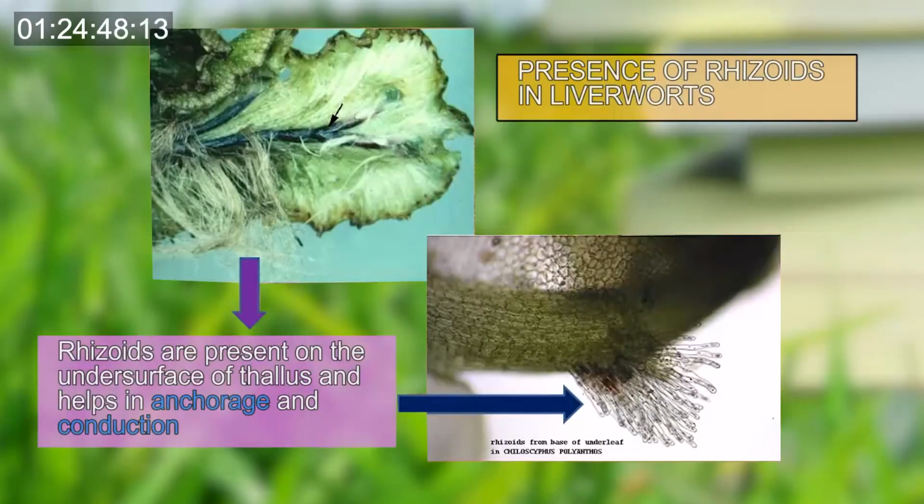Another adaptive feature is the presence of rhizoids. The rhizoids, as I had said earlier, are usually found on the ventral surfaces of the thallus. They help in the anchorage of the plant to the substratum and absorption of nutrients from the soil surface and transfer them to the rest of the plant body.